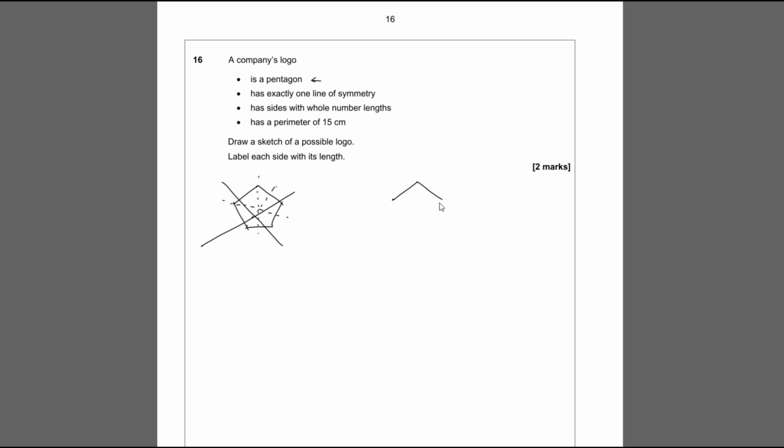If I put 2 sides here, I need to make 3 more, so I make it straight in the shape of a house. Now let's see if it has only one symmetry line. This line is a line of symmetry. If we put another line here, it's not a symmetry. So there is no other line of symmetry for this pentagon, which is good. So we did it.